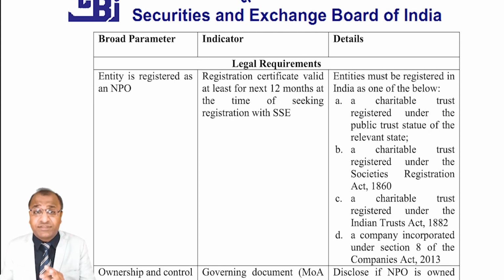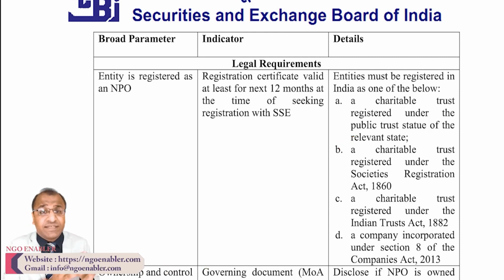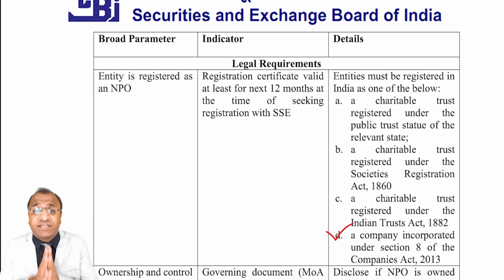A charitable trust, which is registered under the Indian Public Trust Act 1882 or the Public Trust Act of the relevant state. A charitable society, which is registered under the Society Registration Act 1860 or the State Society Act. And at last, as a company, which is a Section 8 company registered under the Companies Act 2013.